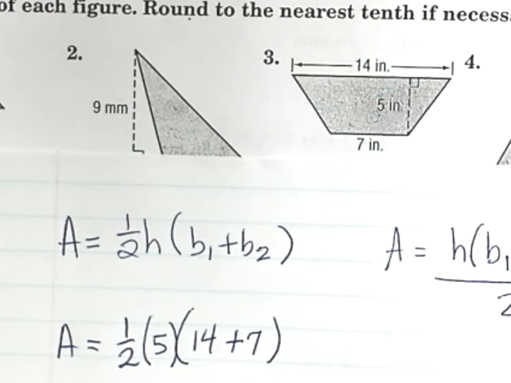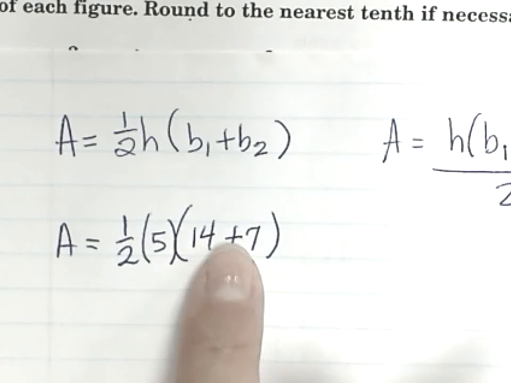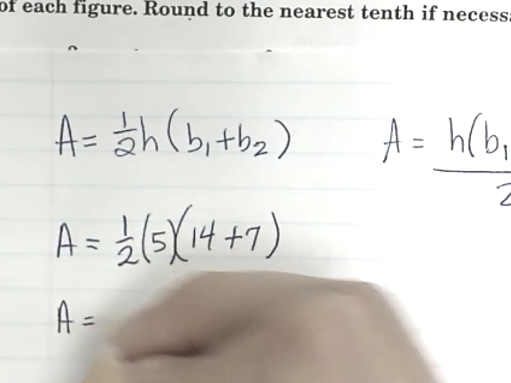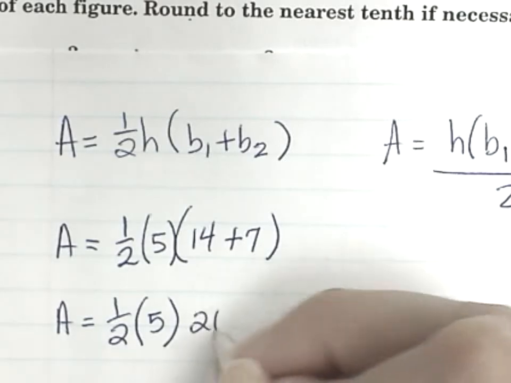Now, when we did that trapezoid paper on the geometric paper, the geoboards, all we did was add the bases, multiply by the height, and divide by 2. That's the same thing we're doing here. It just looks harder. Okay? So, add the bases. What's 14 and 7? 21.